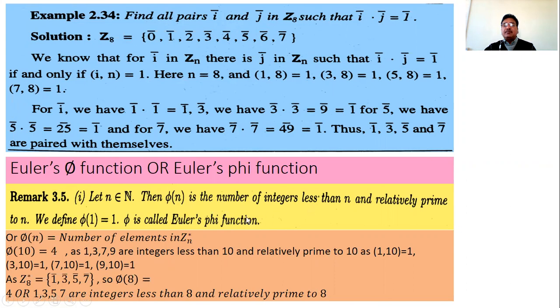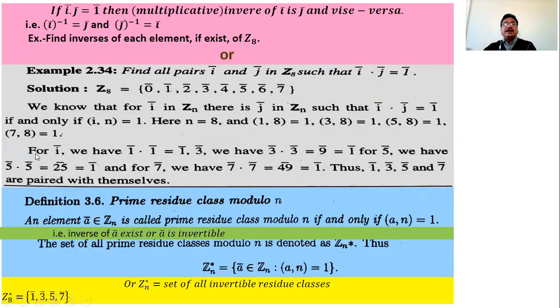So here is another form of the definition. Phi n is the number of integers less than n and relatively prime to n. And phi is called Euler's phi function. You can write either phi function or Euler's phi function. So phi n is the number of elements in Zn star, which is another definition. And Zn star is the set of all prime residue classes. This Z8 is the set of all residue classes modulo 8, and Z8 star is the set of prime residue classes modulo 8.